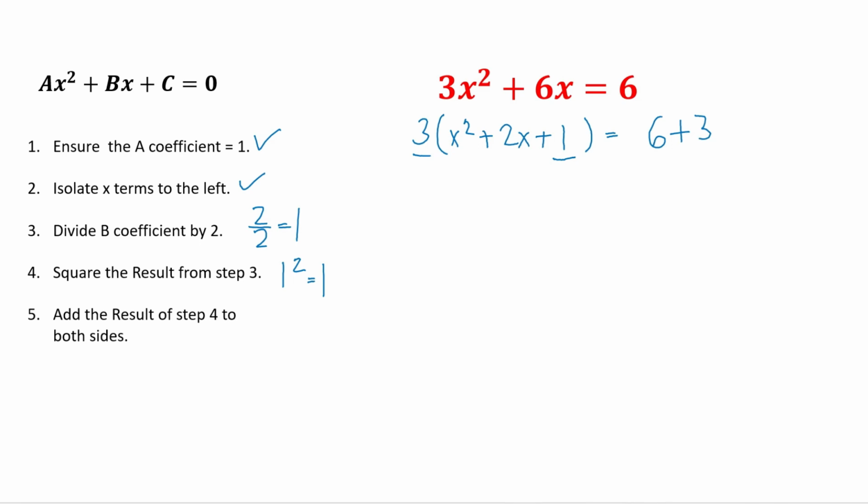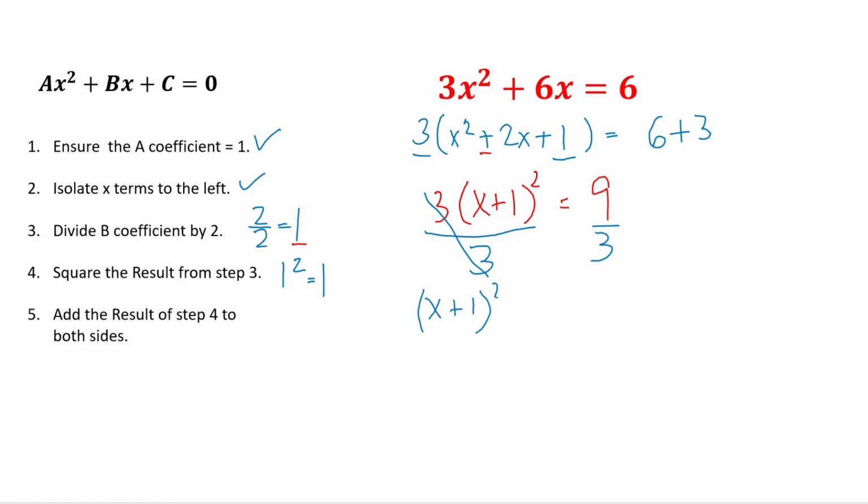Now we're going to factor our perfect square, and we're going to get x plus 1 squared. This is basically this operation plus what we resulted in step 3, the 1 squared. We also need our 3 on the outside there. And on the right side, it's equal to 9. Now our next step is to divide both sides by 3. So what we have left here is x plus 1 squared equals 3.